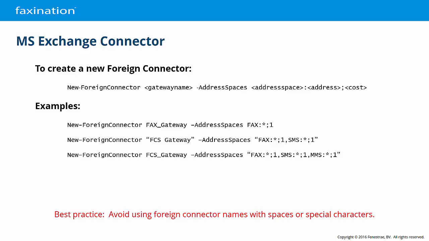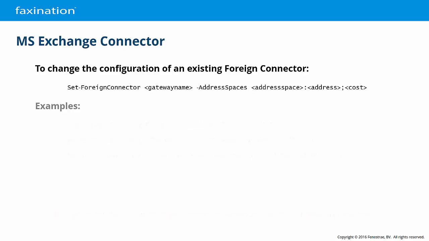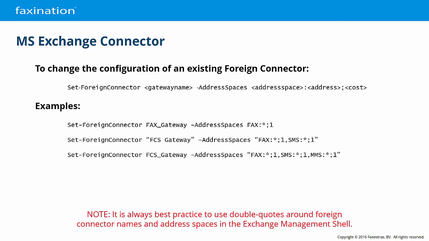To create a new foreign connector, enter New-ForeignConnector, gateway name, address spaces, address space, address, cost. It's best practice to avoid creating foreign connectors with names that include spaces or special characters. You can change the configuration of an existing foreign connector by replacing the word new with set. It's best practice to use double quotes around foreign connector names and address spaces in the Exchange Management Shell.